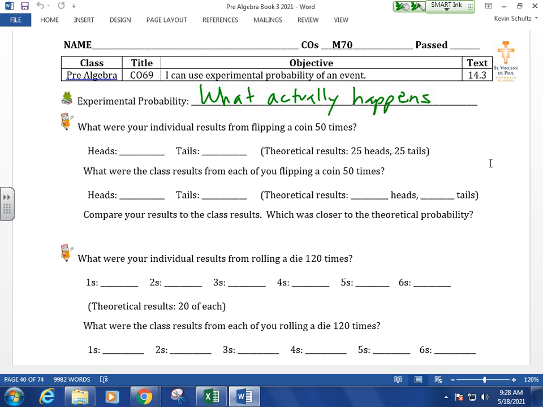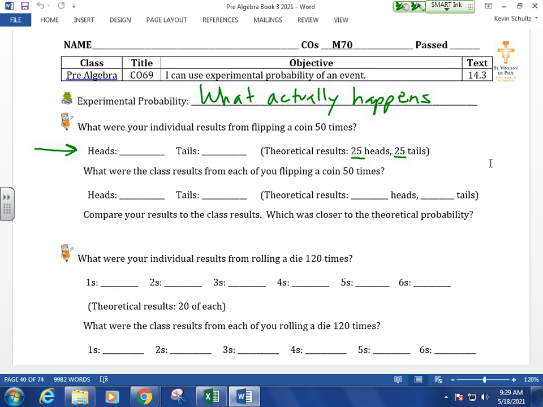Right? When you actually do it. When we actually flip a coin 50 times, what should happen is you get 25 heads and 25 tails. But today we're going to focus on what actually happened. So this first part is all going to be different for you. What were your individual results from flipping that coin 50 times? Whatever you actually got, write those numbers in there. In theory, they should be 25 and 25, but only like 2 or 3 people actually got that. If you weren't here yesterday and you didn't do this part, you can just skip this first line here.